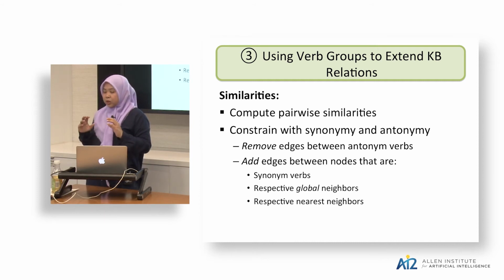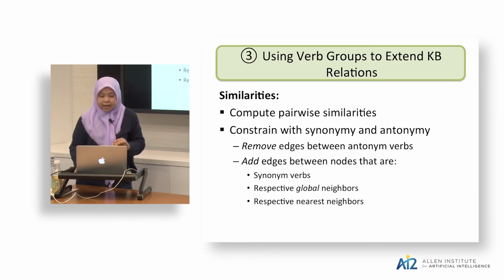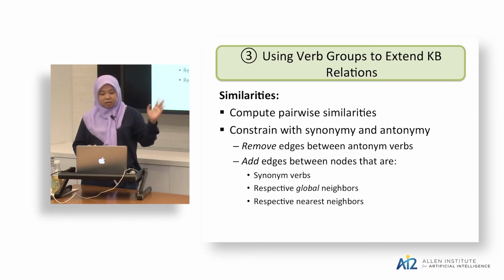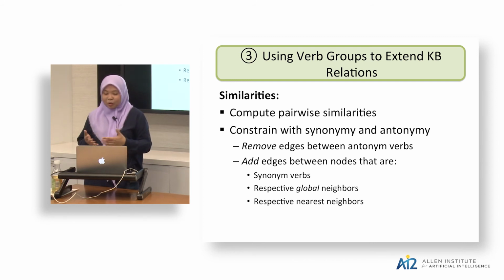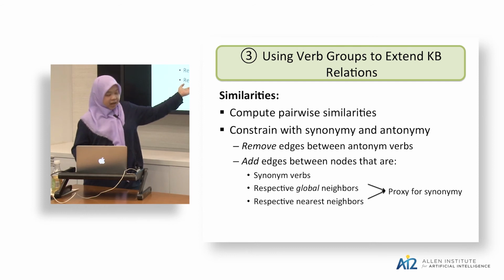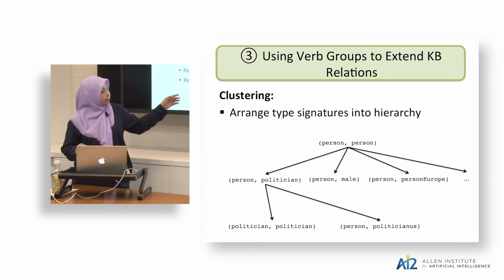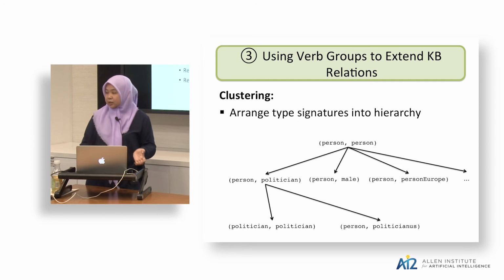And so we want to use both of this information, the local similarities and the global similarities, to produce the clusters. And we also add the constraint of synonymy and antonymy. Quite simply, we remove edges between antonym verbs, so they cannot be in the same cluster. And we add edges, if they do not already exist, between synonym verbs. And we use the global similarities as a kind of proxy, because not all the synonyms are available in the existing linguistic resources. So to have higher coverage, we also use these respective global neighbors and local neighbors as proxy for synonymy.